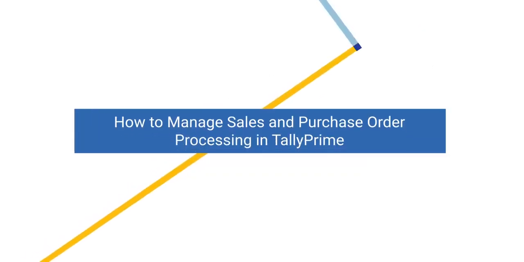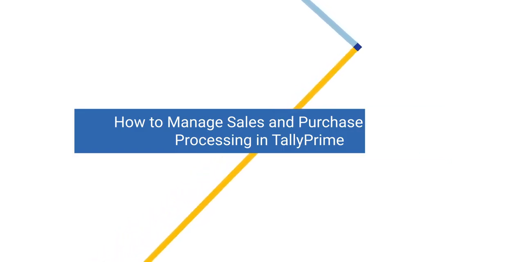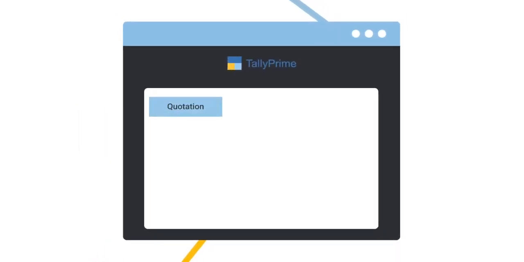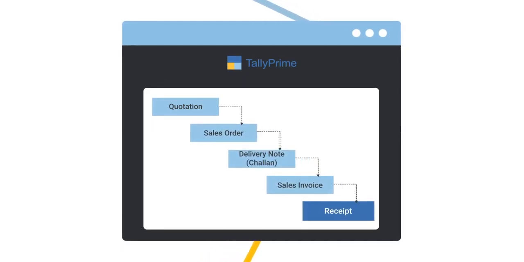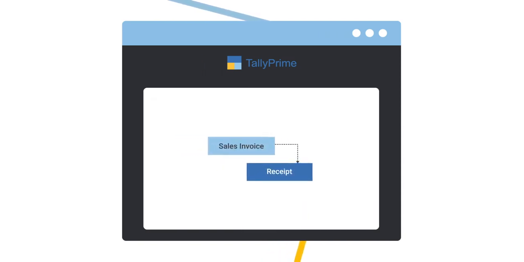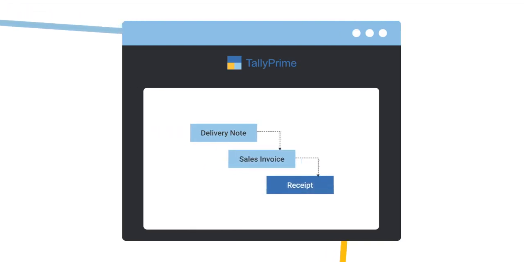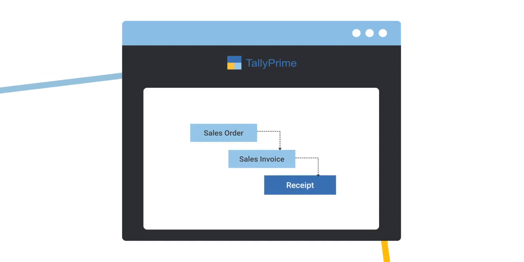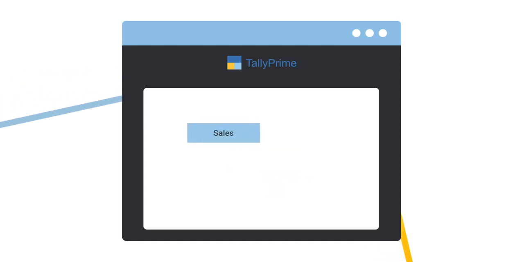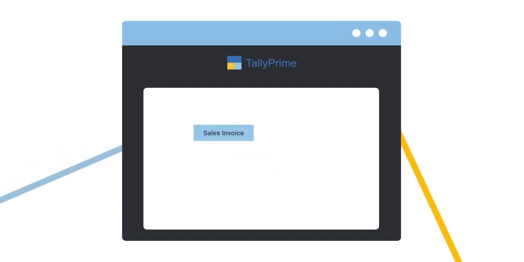In this session, you will learn about sales and purchase order processing in TallyPrime. The order processing differs from business to business. Sometimes, the same organization may follow a different process at different times for different products and parties or different cycles for purchases and sales. For example, you may follow a process of receiving the sales order, delivering the material, raising the invoice, and receiving the amount for the invoice.